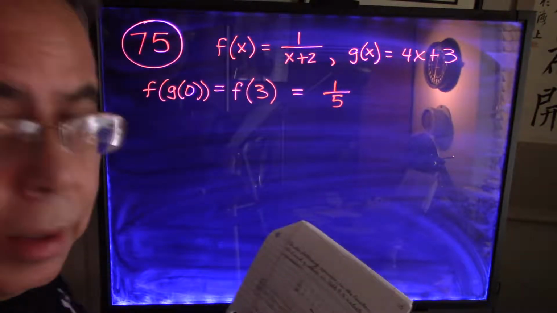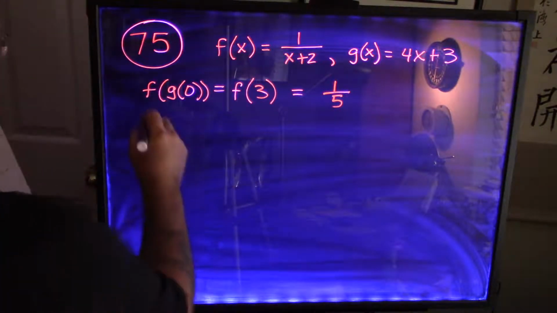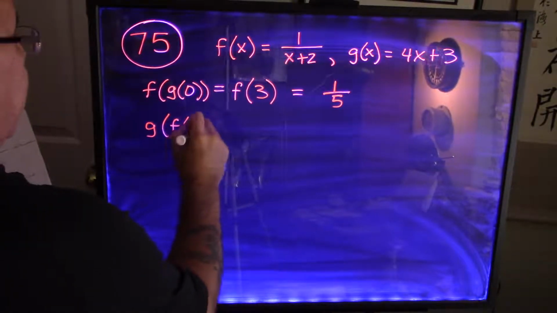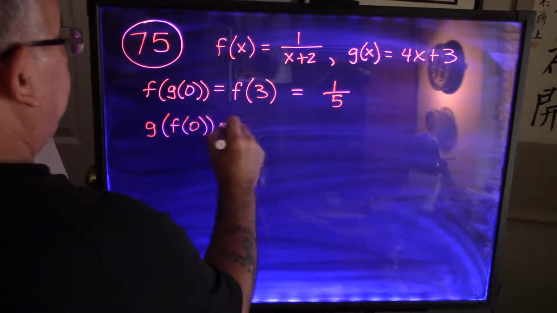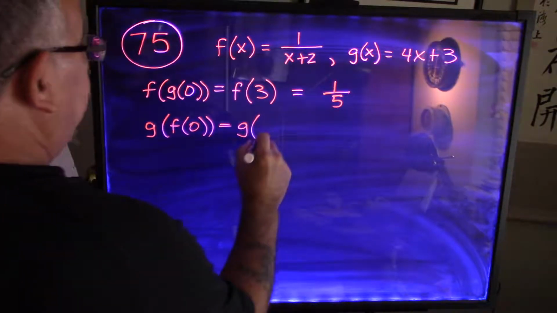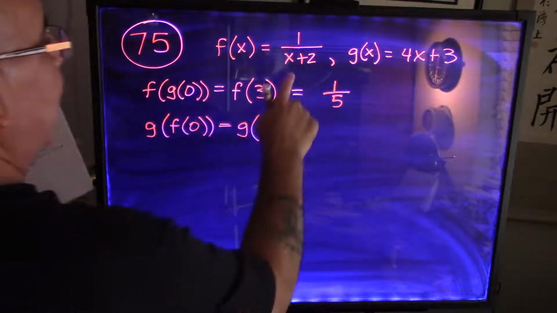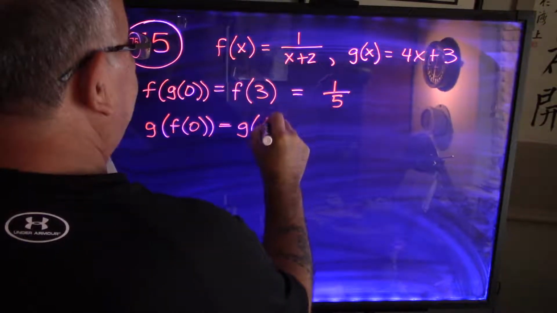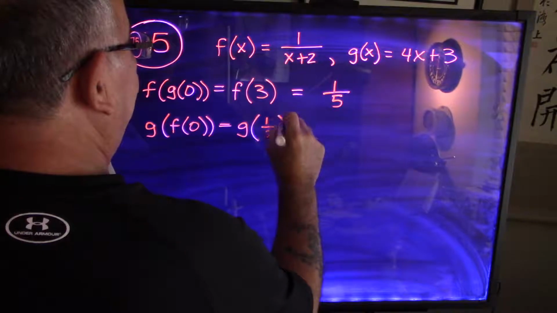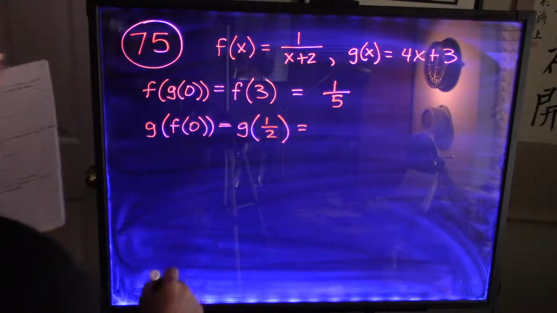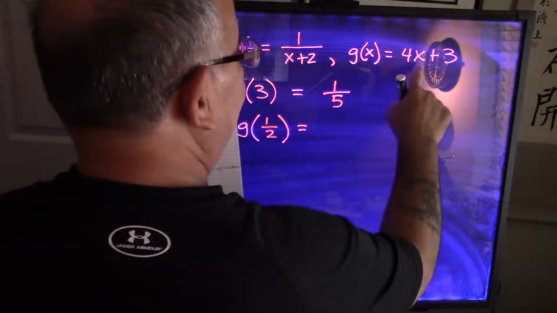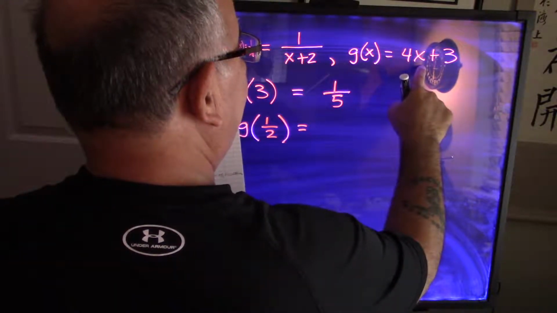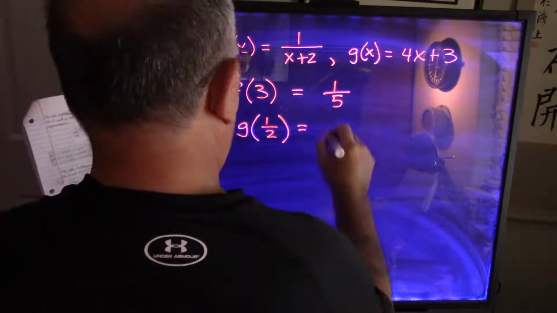Alright. And then we've got g of f of 0. What's f of 0? Plug in 0 here. 1 over 0 plus 2 is 1/2. So we have g of 1/2. And g of 1/2 is what? Plug in 1/2 right there for the x. 4 times 1/2 is 2. Plus 3 is 5.